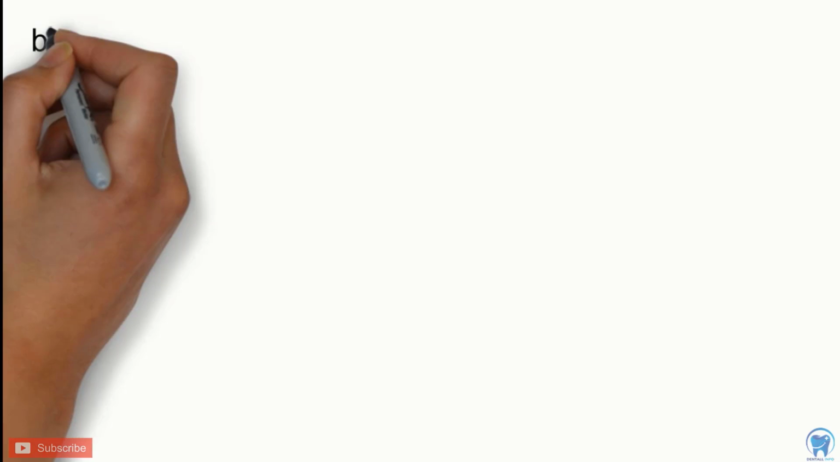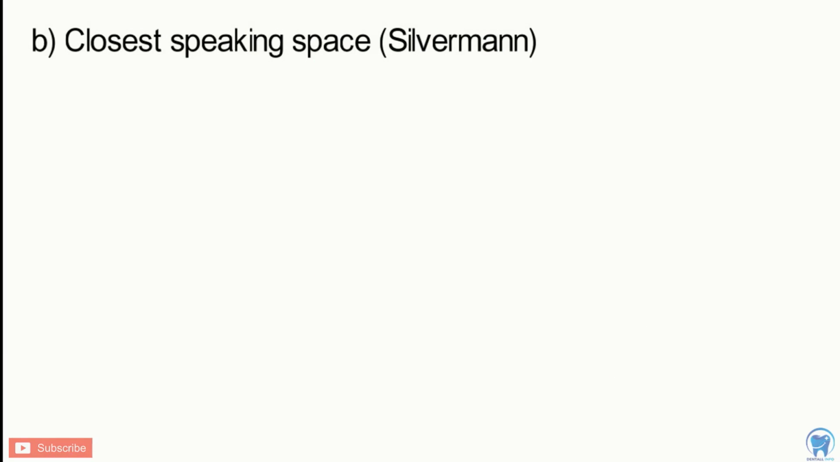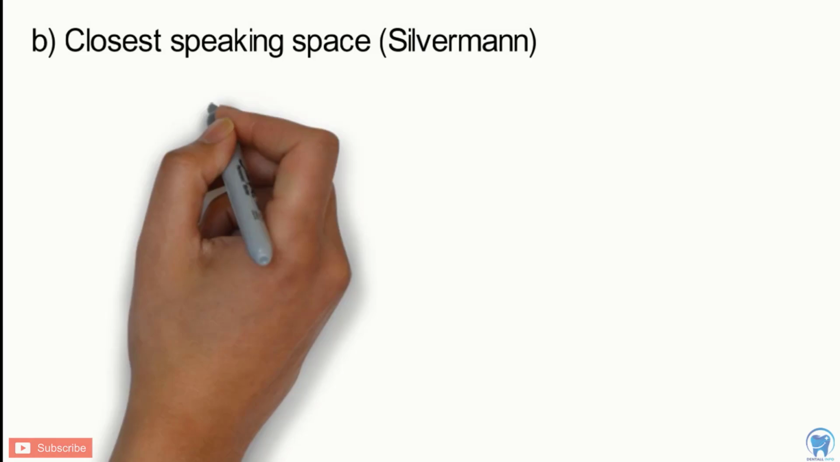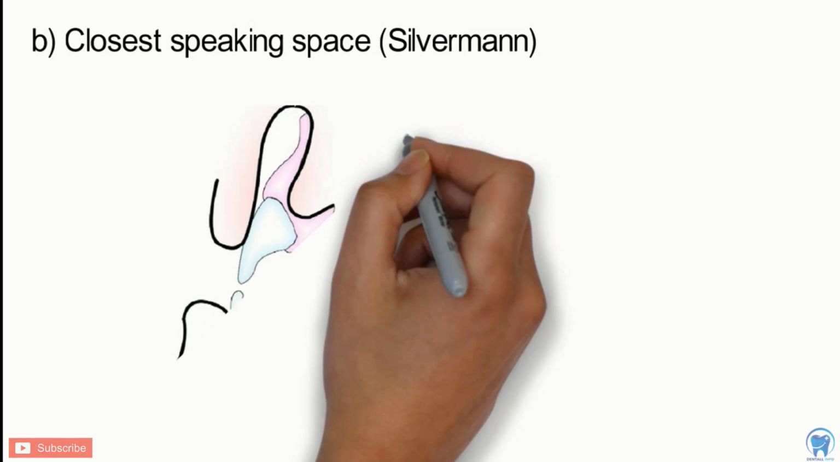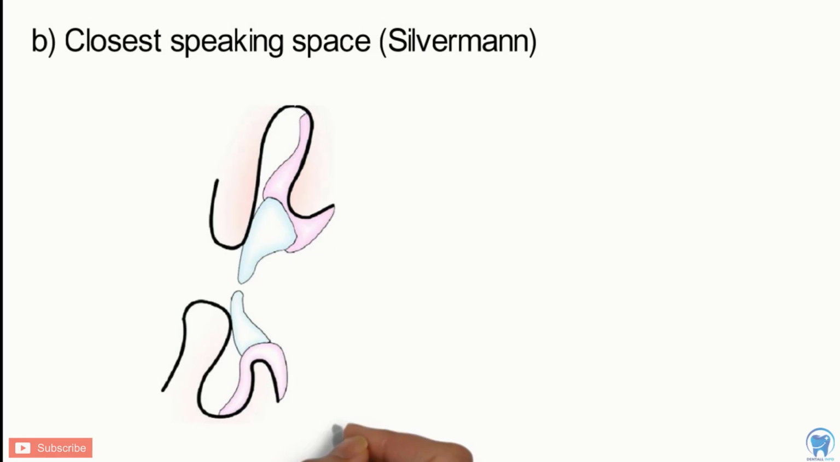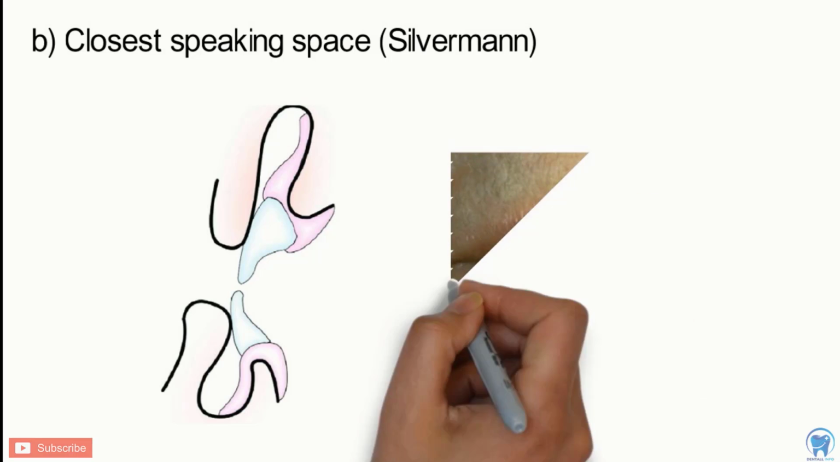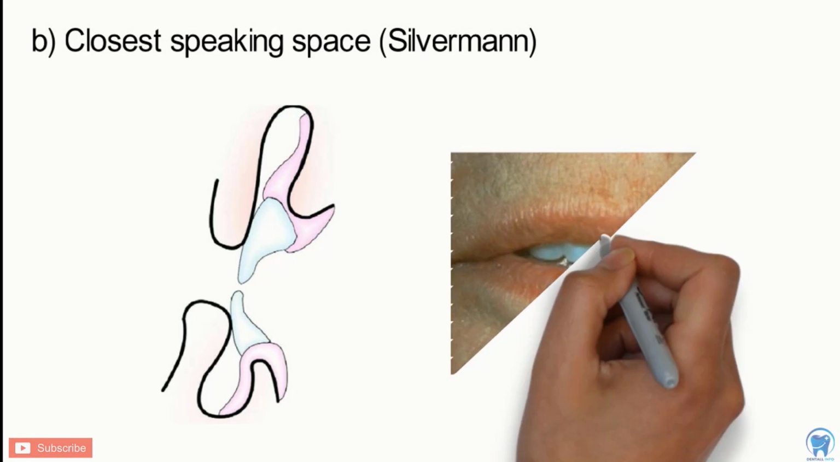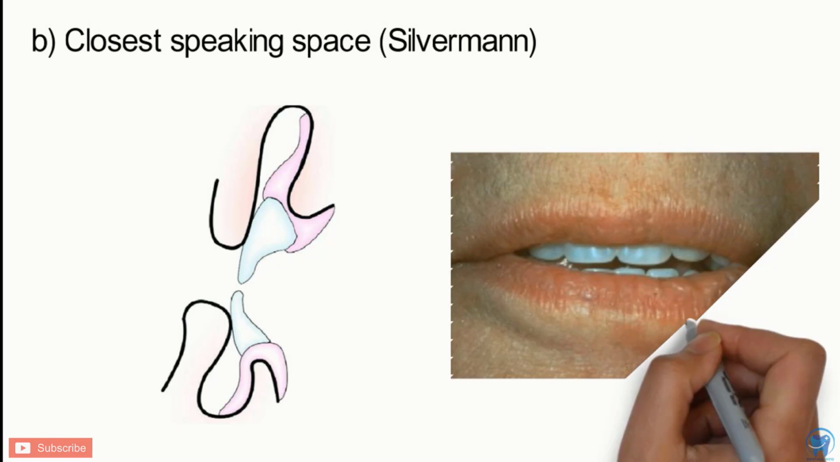The next method is the use of closest speaking space to record the correct vertical dimension. This method measures the vertical dimension when the mandible and muscles involved are in physiologic function of speech. The occlusal rims are placed in the mouth and the height is adjusted until a minimum of 2 mm space exists when the patient pronounces the letter S. Closest speaking space may vary between 0 to 10 mm. However, the disadvantage with this method is that patients having 8 to 10 mm as the closest speaking space will require another method to determine the vertical dimension.